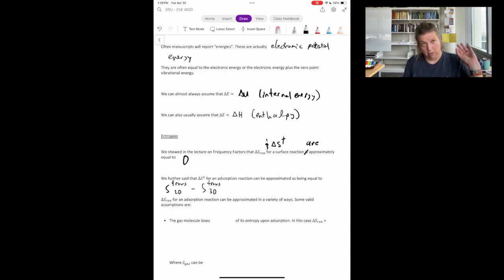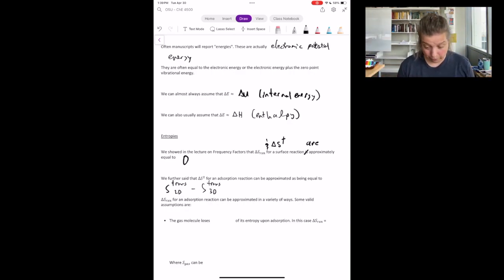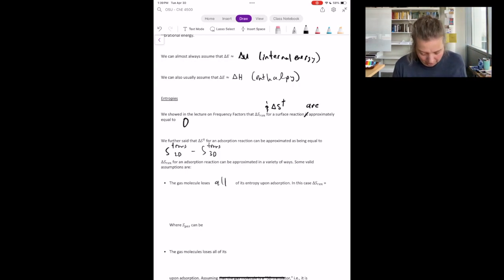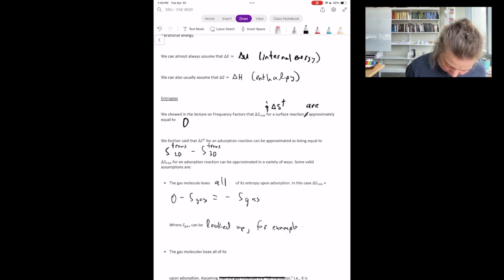For the reactants going to products, there's a variety of models that we can use. They're all valid, so pick whichever one makes sense for your problem. Some valid assumptions are that the gas molecule loses all of its entropy upon adsorption. In this case, the change in entropy of reaction is going to be 0 minus the entropy of the gas molecule, which is then equal to negative entropy of the gas molecule. The entropy of the gas molecule can be looked up, for example, on NIST.